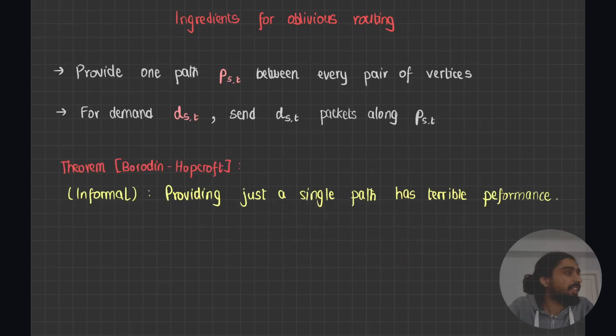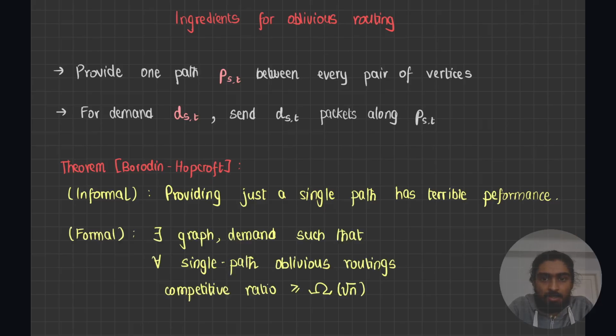The question is, okay, this is bad. Could you do something else? Is there a better routing? There's a theorem by Borodin and Hopcroft, which says if you give a single path between every pair of vertices, it's going to be bad. Formally, it shows that the competitive ratio is going to be square root of n.